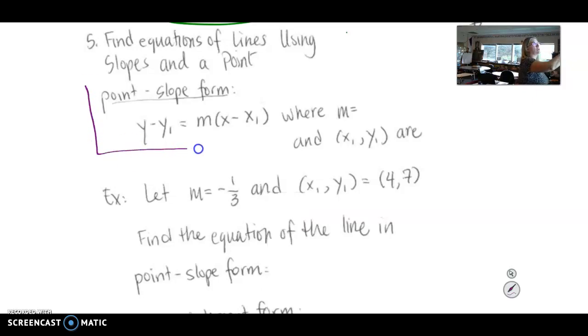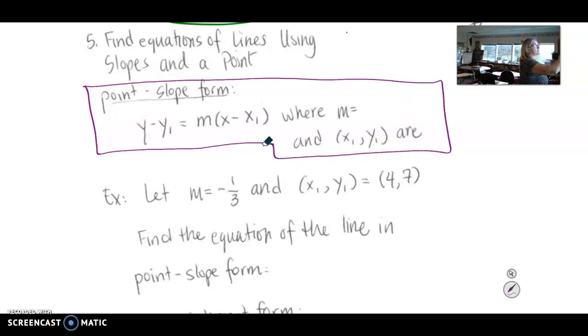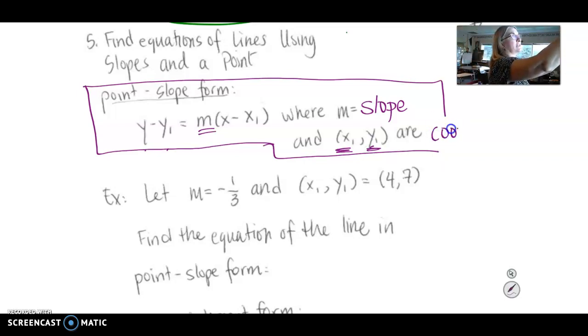The point-slope form looks like this. You have this function y minus y1, with a subscript of 1, equals m times parentheses, make sure you put the parentheses, x minus x1, where m is, again, the slope, just like in y equals mx plus b, and this x1 and y1 are going to be coordinates of a point on the line.